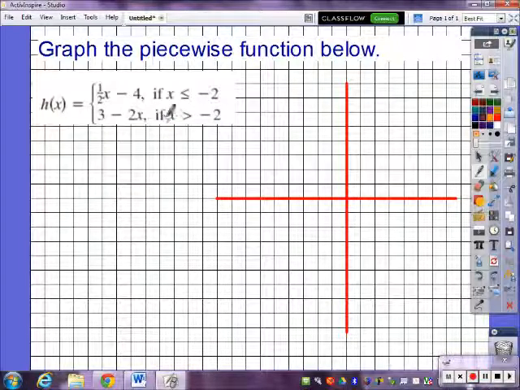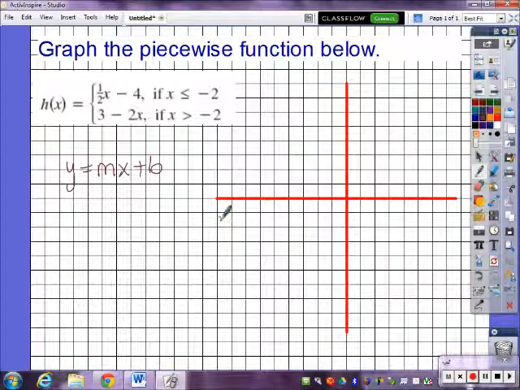Both of these equations are linear. They're in the form y equals mx plus b. So that means that any number in m's place is the slope, like 1/2 and -2. And anything in b's place is your y-intercept, like 3 and -4. So that's really going to help us graph.